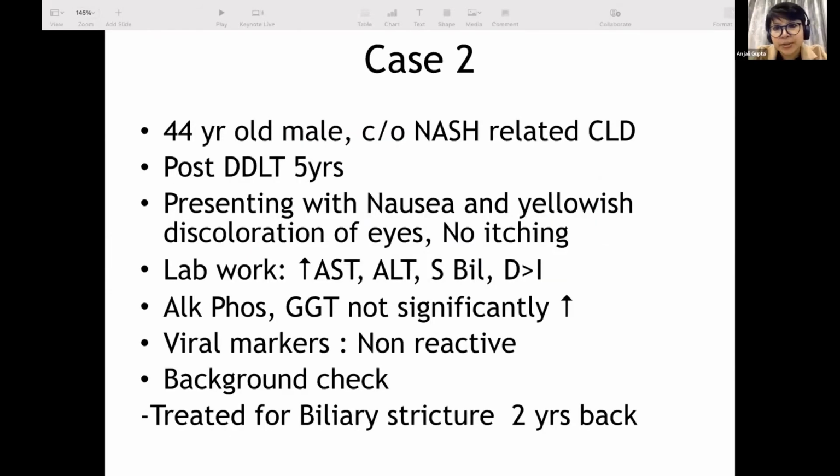Going back to case 2, we have a 44-year-old male with, again, NASH-related CLD. But this one was 5 years post-DDLT, presenting with nausea, yellowish discoloration of skin, no itching. Lab work revealed increased transaminases and bilirubin. Alkaline phosphatase and GGT were not significantly increased. The viral markers were negative. On background check, he was treated for biliary stricture about 2 years back. The next slide, please.